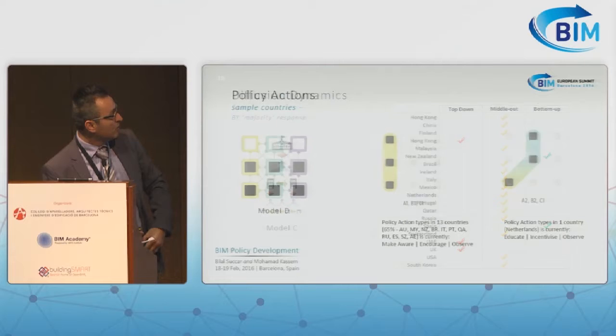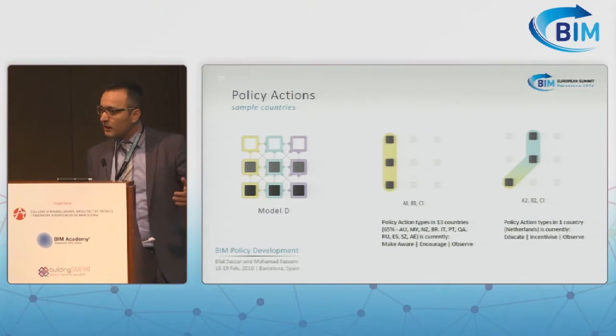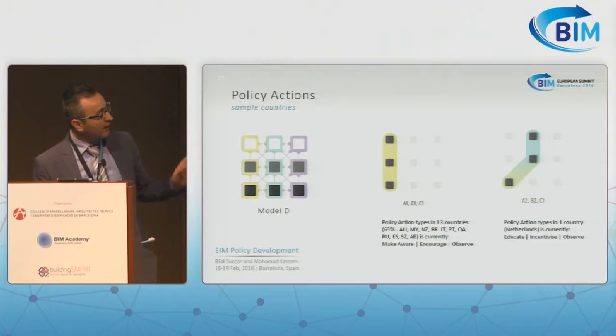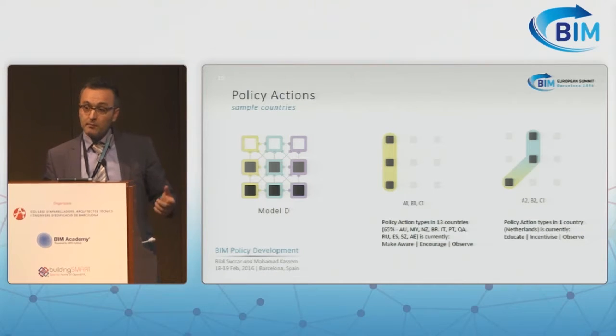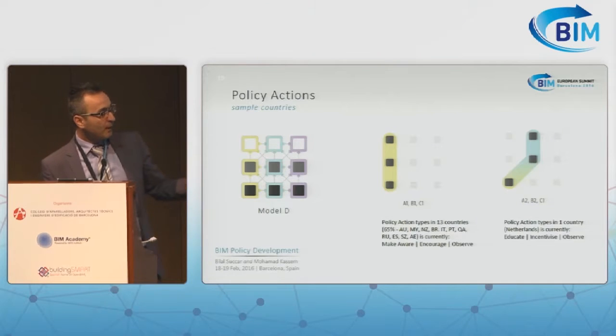Moving on to the next model. The next model basically is mapping the policy action across countries. And again, here you find 65% of countries, the policymaker approach to BIM is fully passive in terms of communication, engagement, and monitoring. In the Netherlands, we have a slightly different approach where it has 2 active elements, which are basically the policymaker educating and incentivizing the industry to adopt BIM.